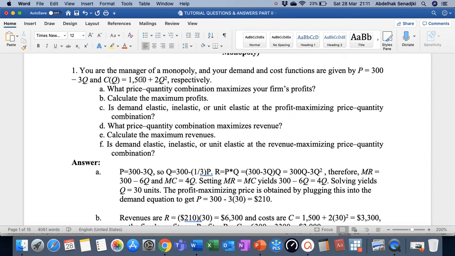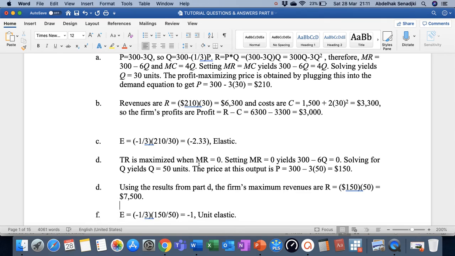50 times 50 is 2,500, right? Times 2 is 5,000. So 5,000 plus 1,700 becomes 6,500. So 7,500 minus 6,500 will give us 1,000 of profit. But before, when producing only 30 units, the profit is 3,000. So does it mean that when you maximize your revenue, you are maximizing your profit?